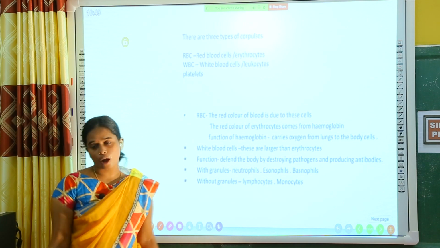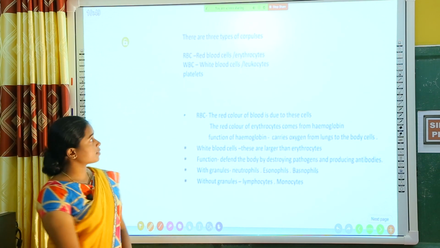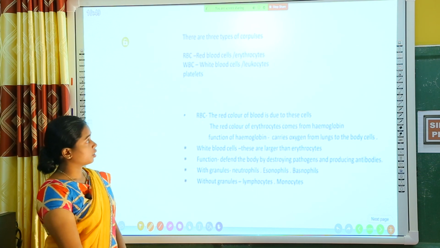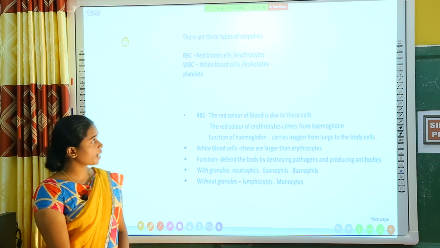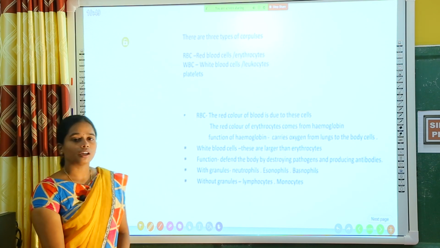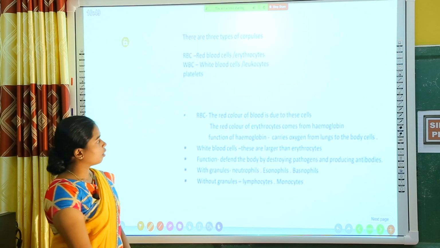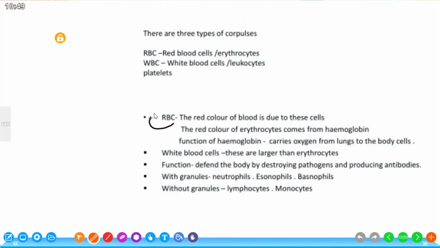Now, let us see about the types of corpuscles. First one, RBC, red blood cells. These red blood cells we call erythrocytes, and WBC, white blood cells, we call leukocytes, then platelets. So the shape of RBC is biconcave. And the lifespan of RBC is 3 months. And the RBC originates in bone marrow and is destroyed in the spleen.